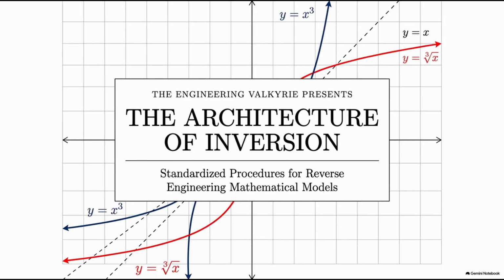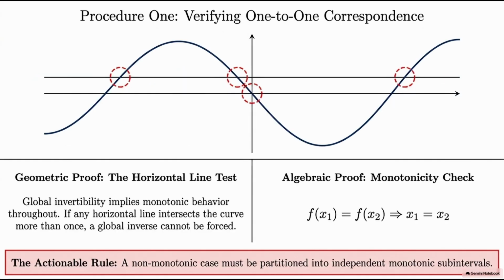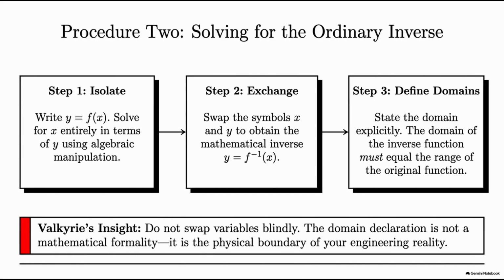To apply these concepts consistently, we follow a standardized 4-procedure framework. Procedure 1 checks whether an inverse function exists by confirming monotonicity across the interval. If a function rises and falls, we must partition it into independent monotonic subintervals before constructing a piecewise inverse for the active branch. Procedure 2 addresses ordinary inverse functions.